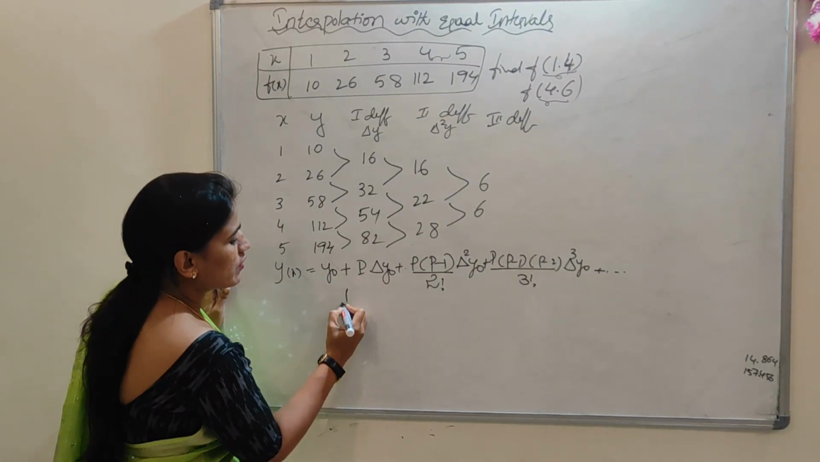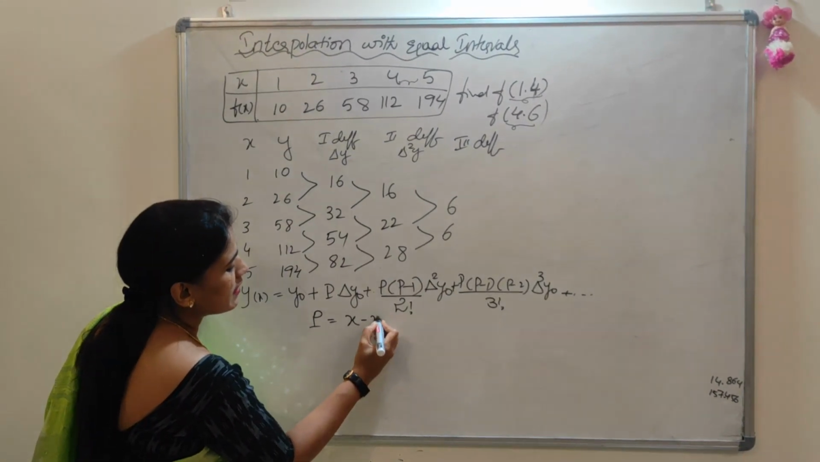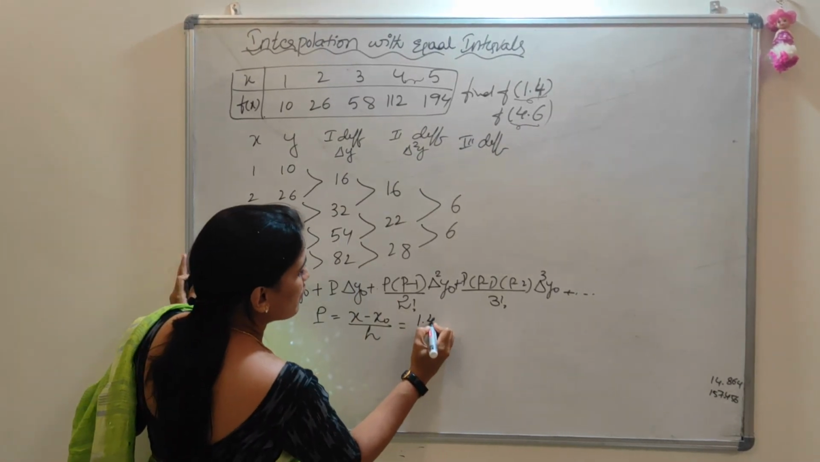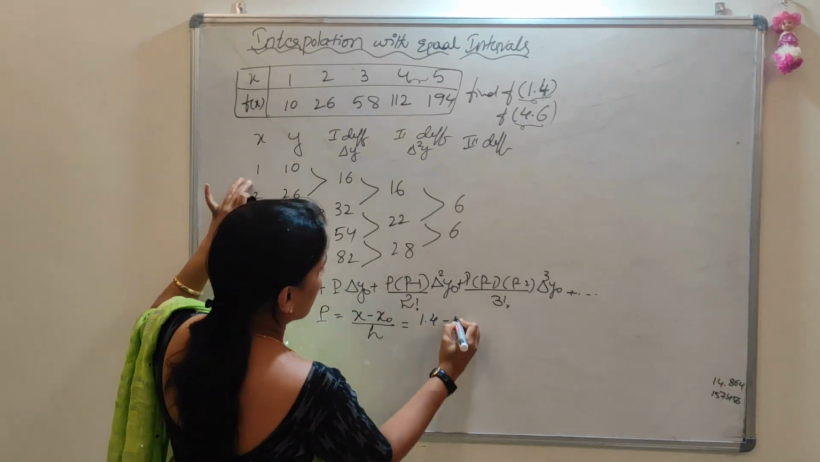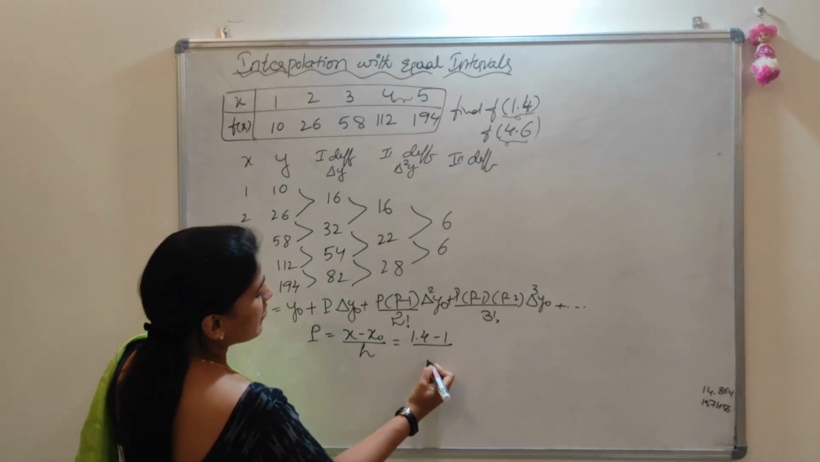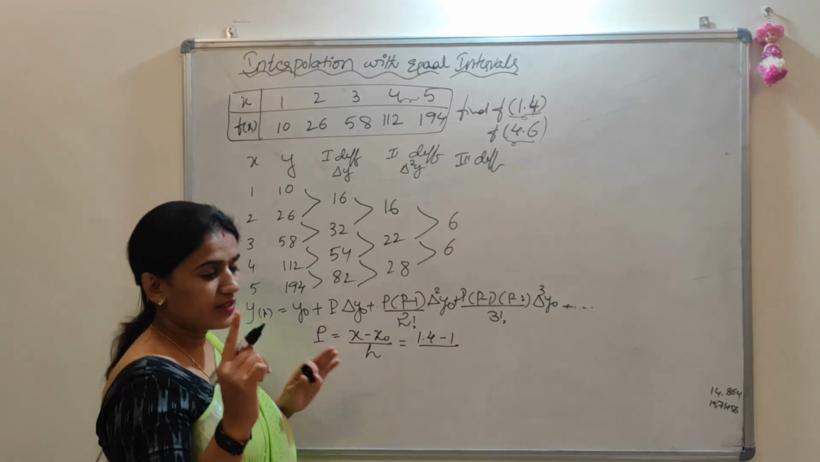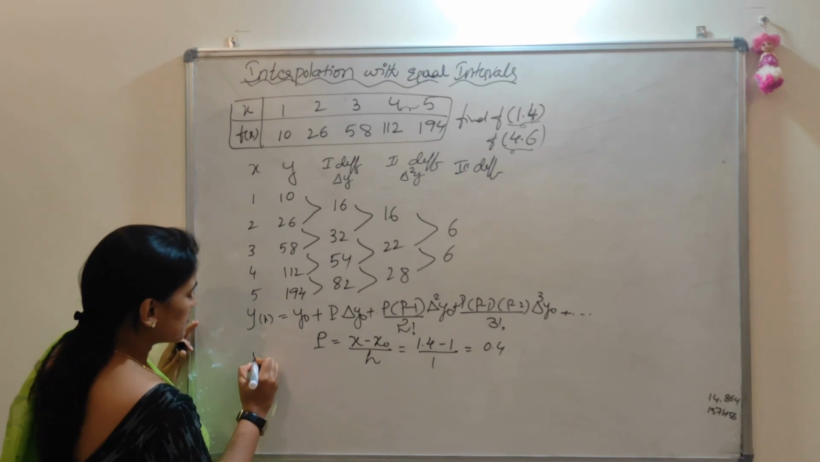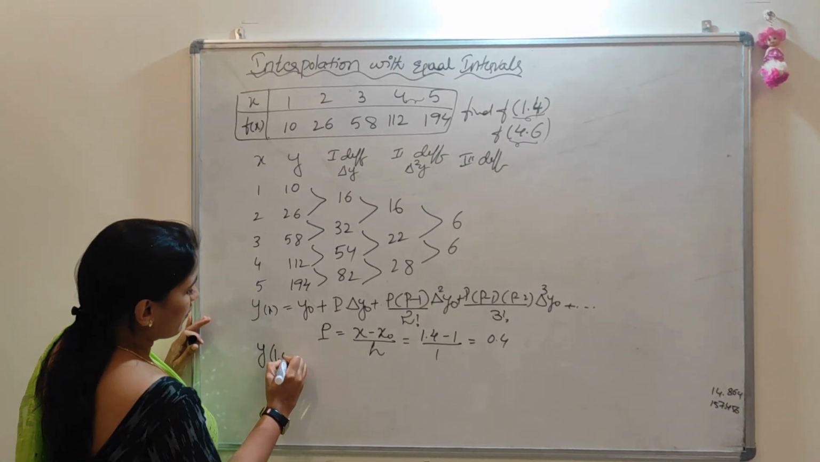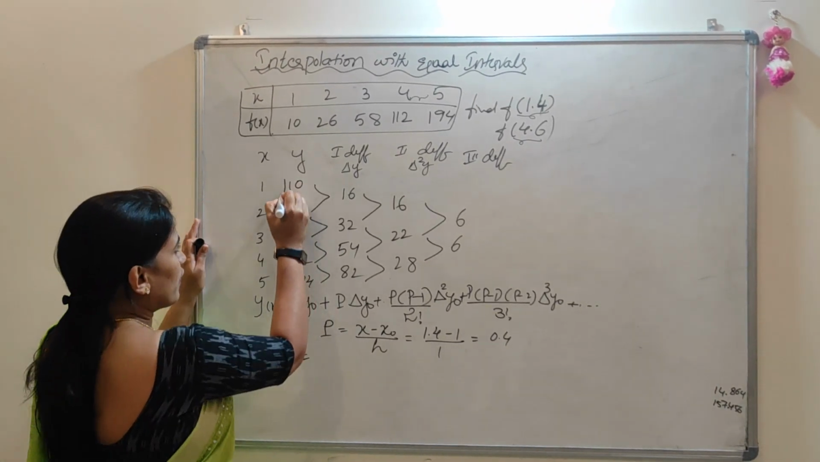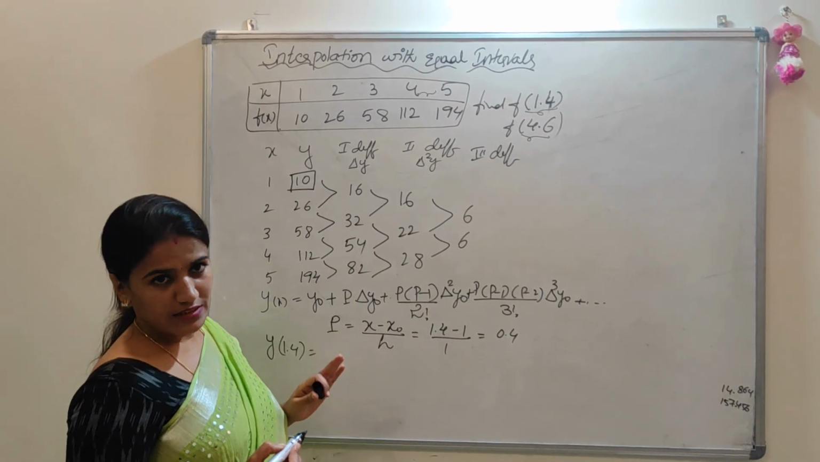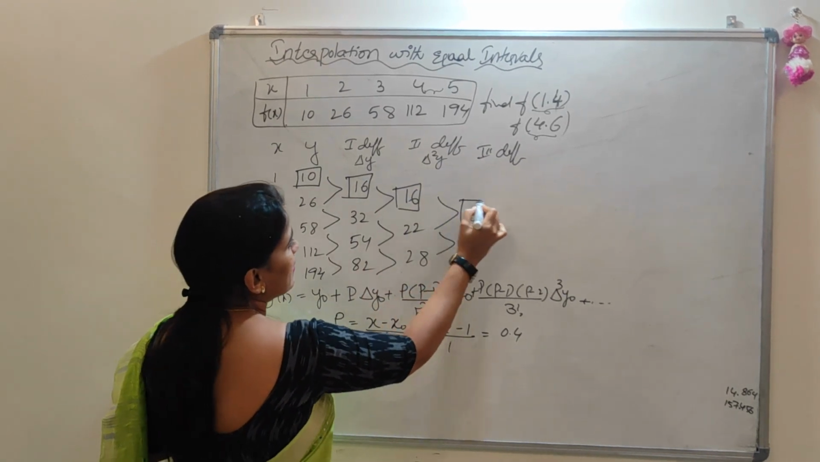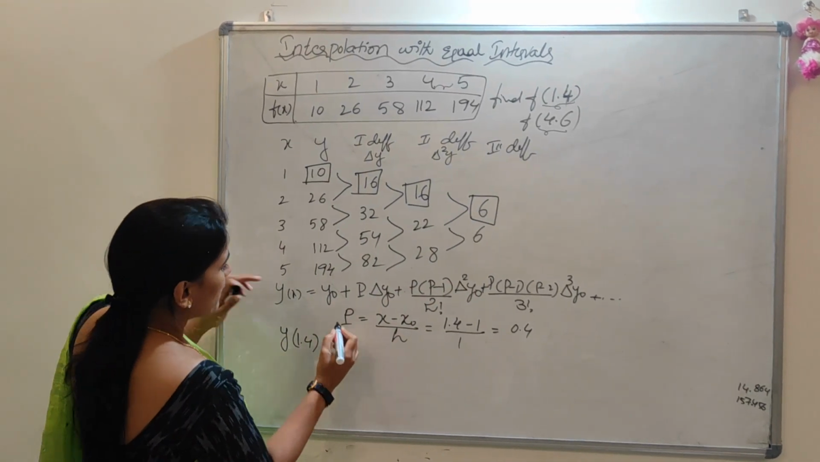So before that we need to find out p. P is equal to x minus x naught by h. What is x? X is 1.4, minus x naught, which is 1, divided by h. H is common difference, which is 1. So 1.4 minus 1 is 0.4. So we will substitute here. So y of 1.4 is equal to y naught. In forward, we need to take the leading terms. In the difference table, these are the leading terms.